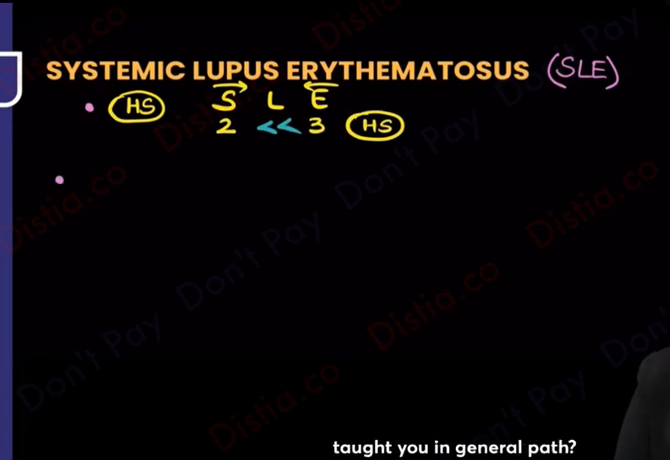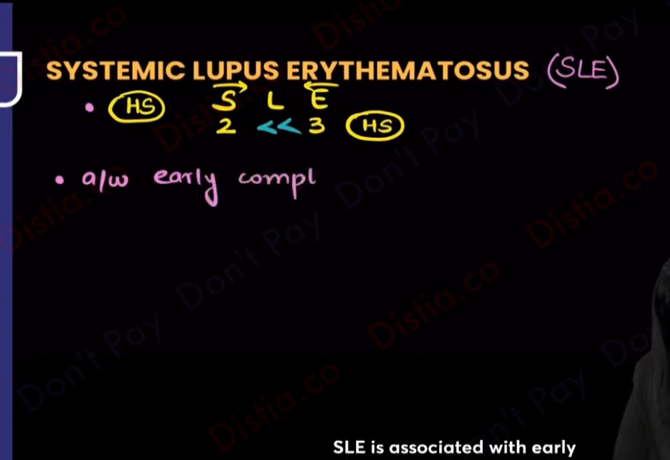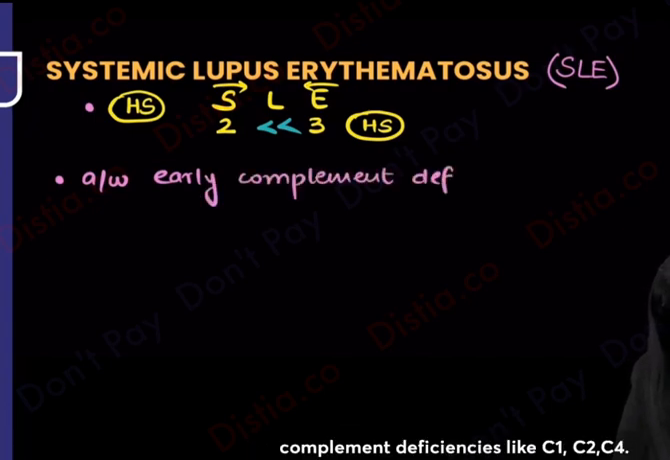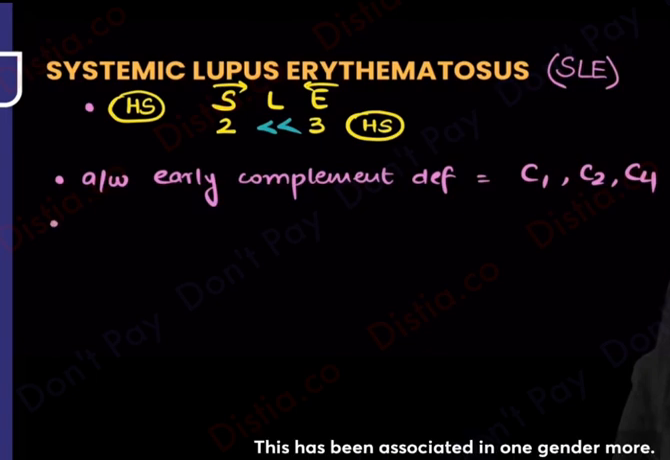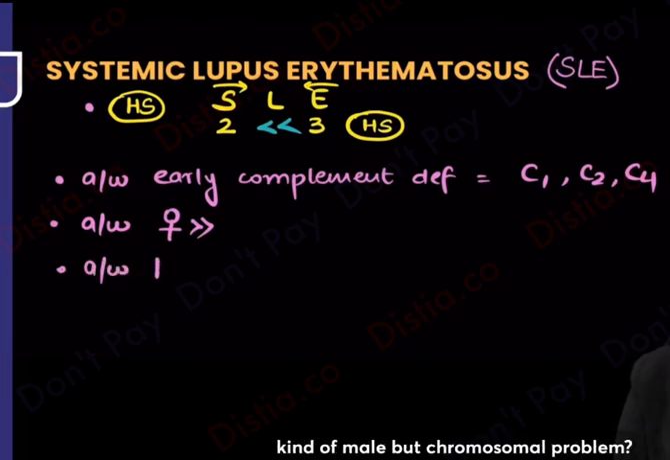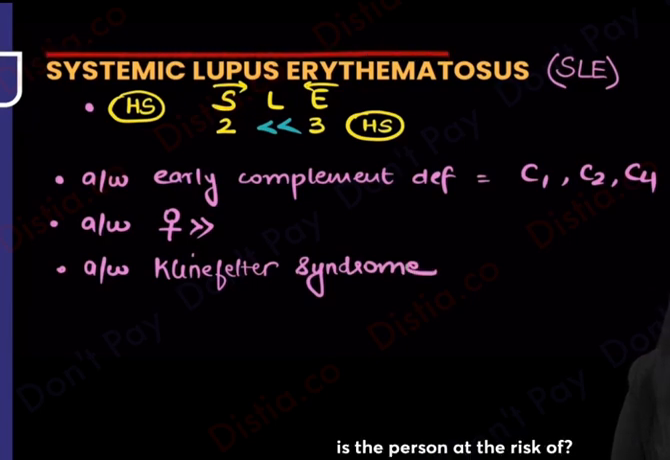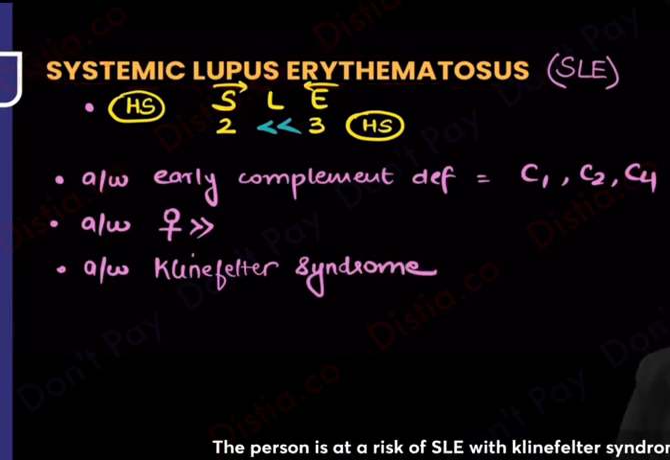What else have I already taught you in general path? In general path and in general micro, while doing the complement system, I have taught you this is also associated with early complement deficiencies. SLE is associated with early complement deficiencies like C1, C2, C4. Next question. This has been associated in one gender more. This is more common in females. And has it been associated with some kind of male chromosomal problem? If you go back to your Klinefelter in surgery, medicine and pathology, they may ask you which autoimmune disorder the person is at risk of. The person is at a risk of SLE with Klinefelter syndrome.